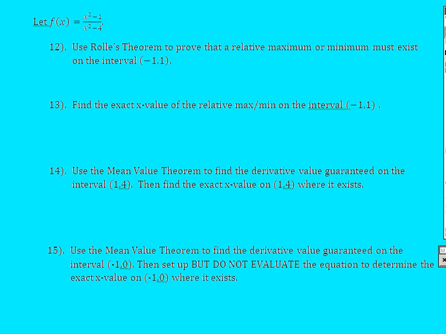The next set is very similar. We want to, again, prove that a maximum or minimum exists on an interval. So negative 1 to 1, we're going to say the same thing. f of negative 1 equals a number. f of positive 1 equals a number. They're both 0. So because they equal each other, that means that a max or a min must exist. And we have to check, is it continuous on this interval? Yes, it is. Discontinuities happen at x equals 2 and x equals negative 2. So a max or min exists because it is continuous on that interval.